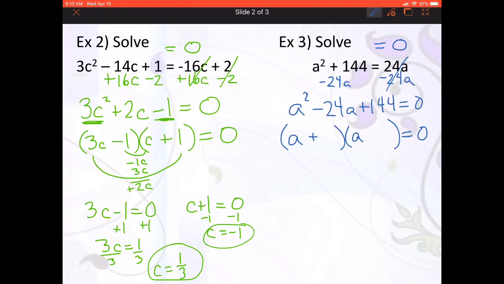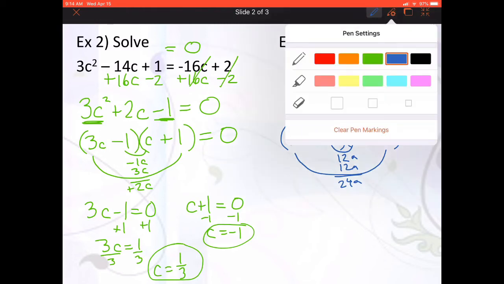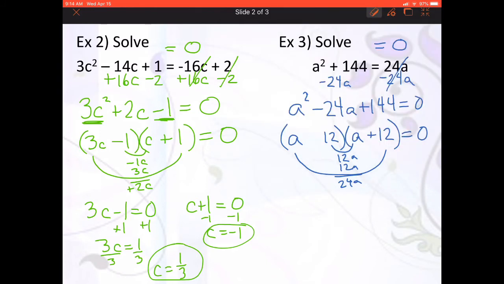So I tried positive 12, and positive 12 gives me positive 144. And when I went to check it, I got positive 12a. Positive 12a gave me 24a. But I realized that I needed negative 24a and not positive 24a. So when that happens, the trick was just switch or change the signs. So both these positives should now instead be negatives. So now negative 12a and negative 12a is negative 24a. So now it works. So set your factors equal to 0.